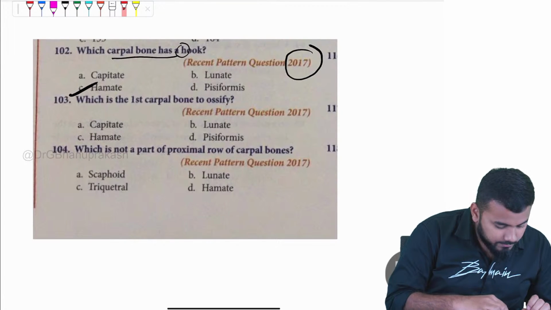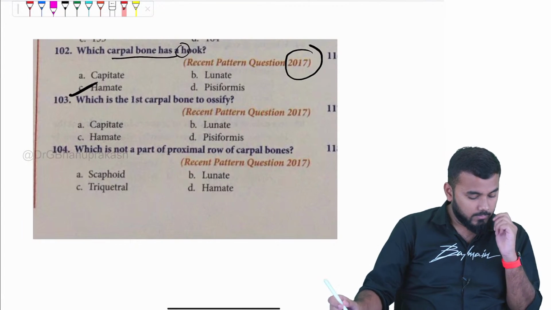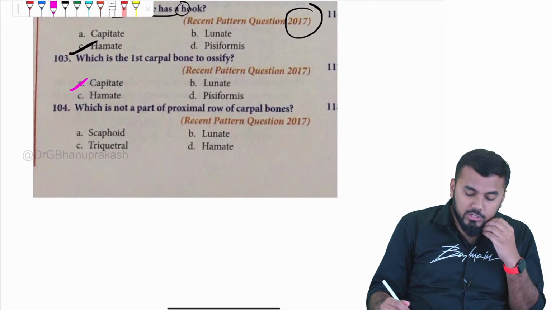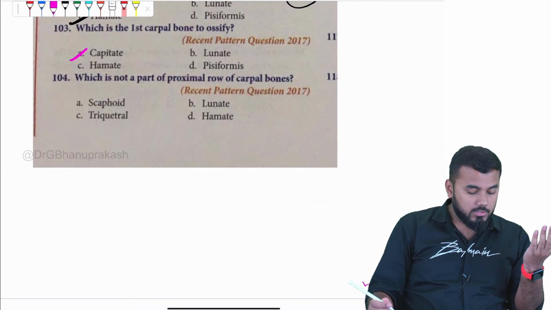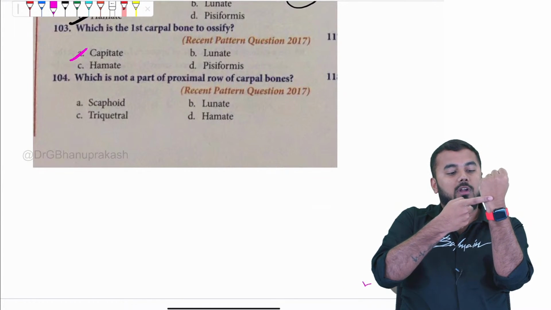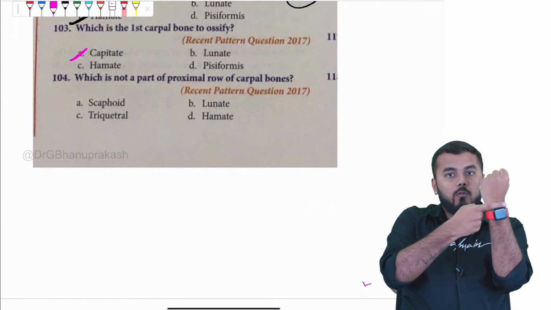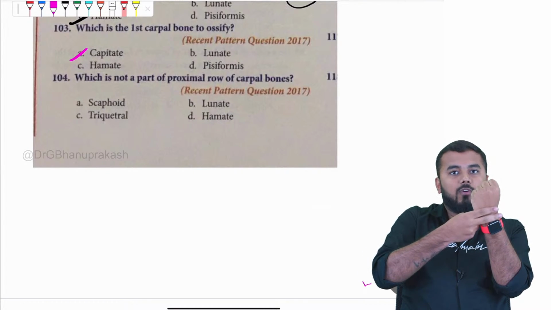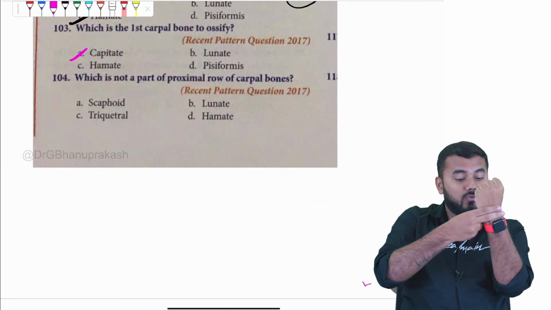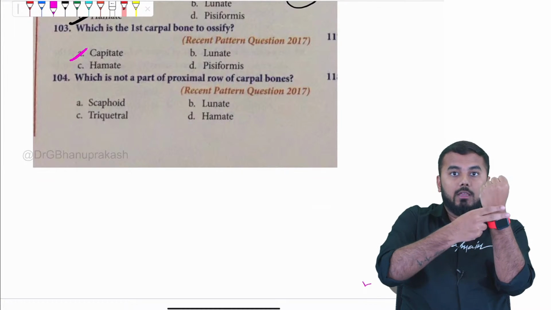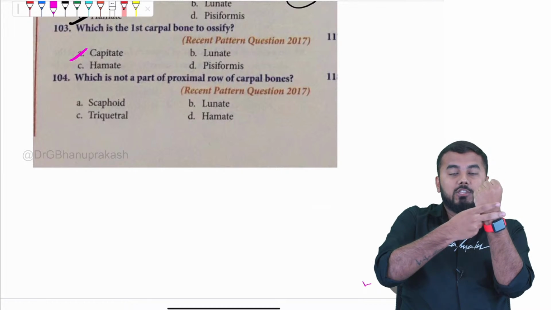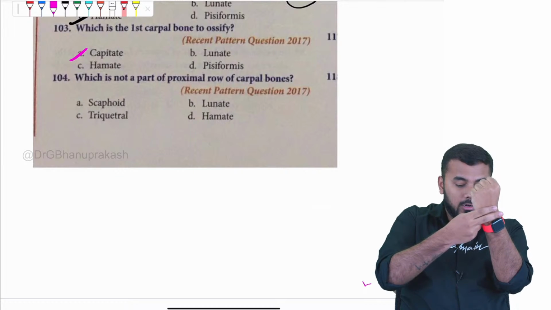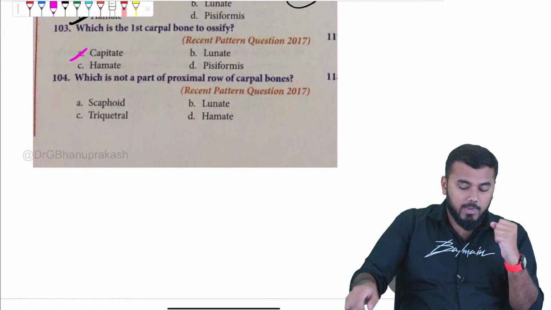Yes, come on. Yeah, obviously capitate will be the answer. Now, which is not part of the proximal row of carpal bones? So we have got two rows. Here there is one row, here there is one row. Index finger represents one row, the middle finger represents the second row. The proximal is towards my body, whereas my index finger is upward, distal. So he is asking which is not a part of the proximal row.